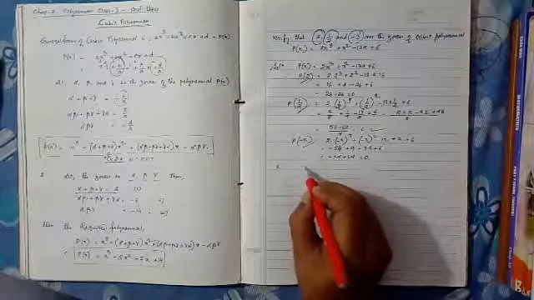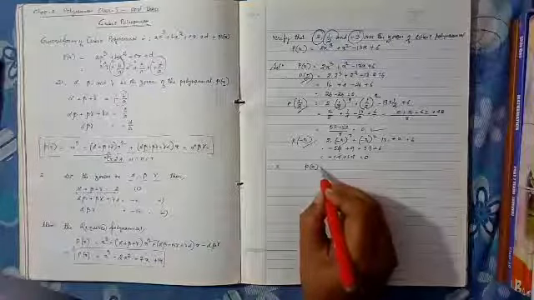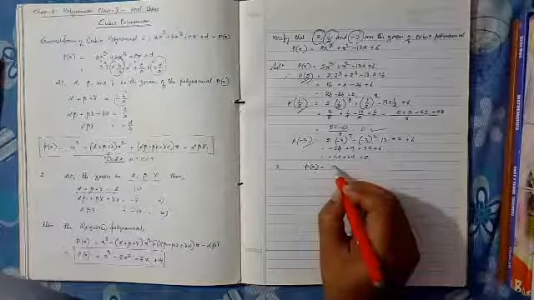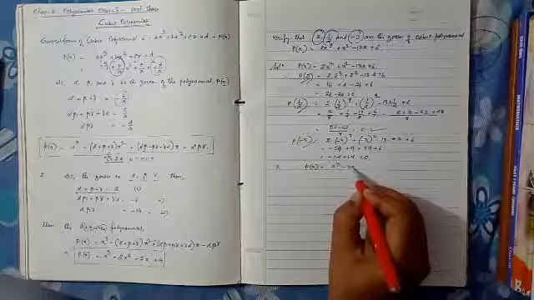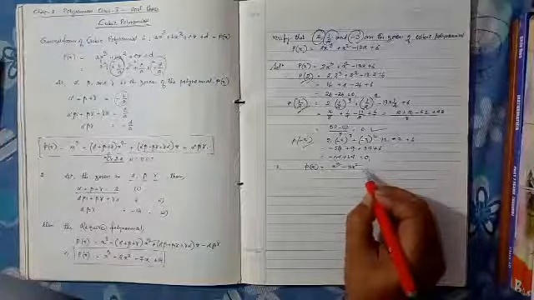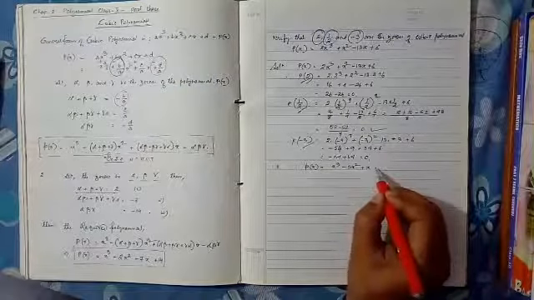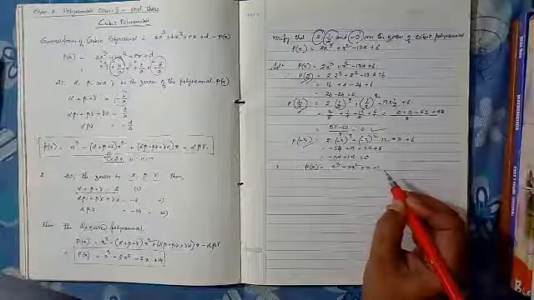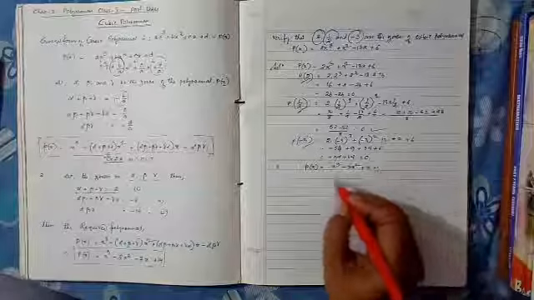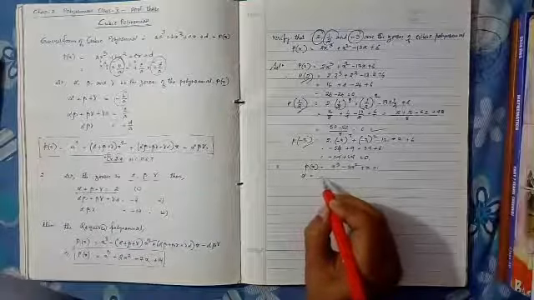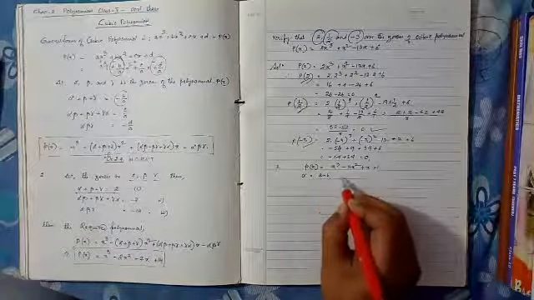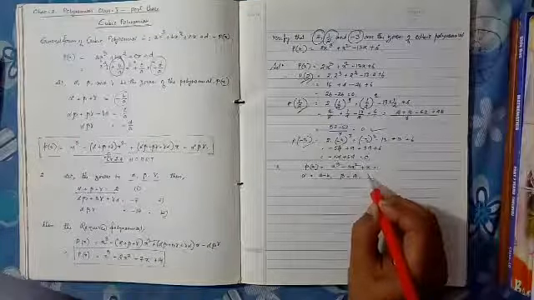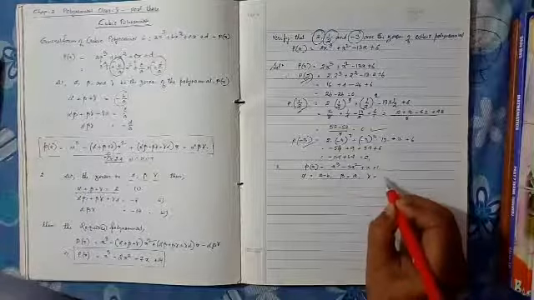So what we are given, p of x is equal to x cube minus 3x square plus x plus 1. Now what are the zeros? 3 zeros. There is alpha is equal to a minus b, beta is equal to a, gamma is equal to a plus b.